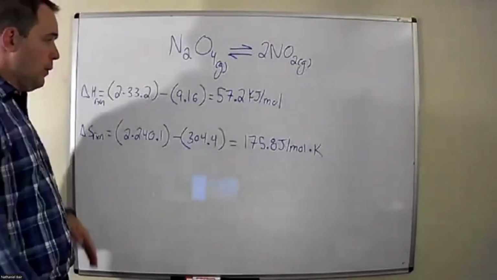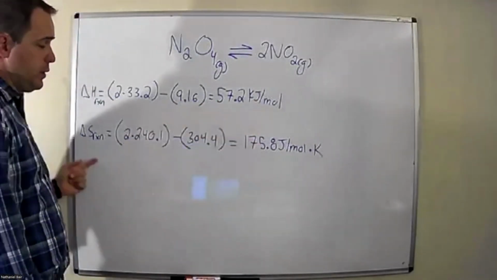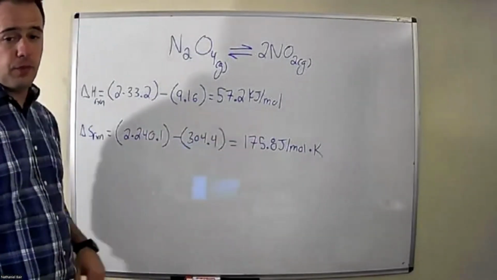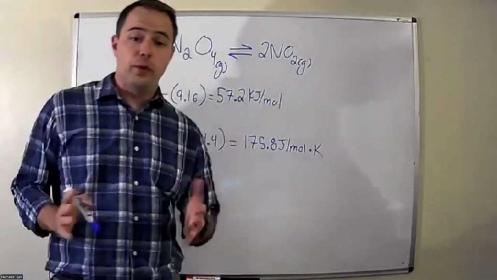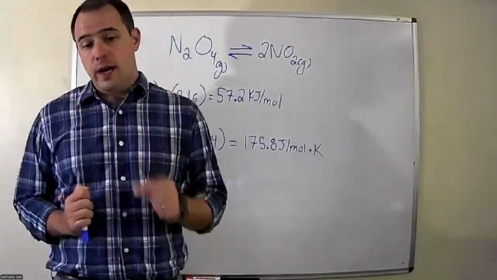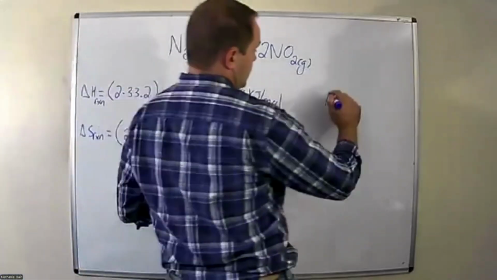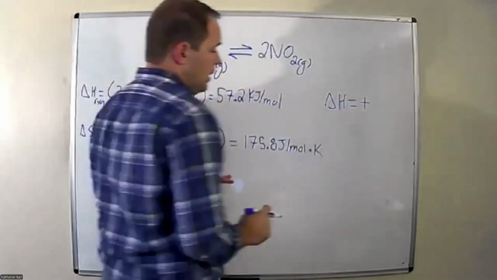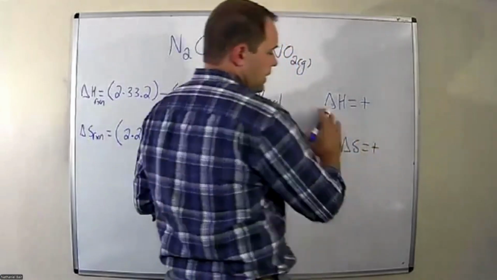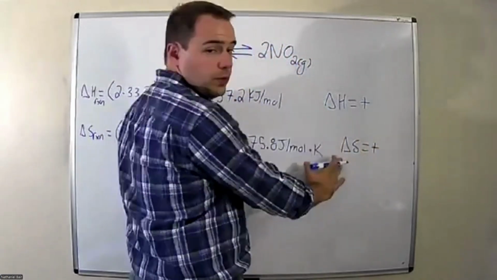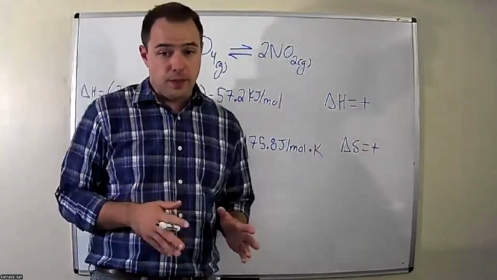Hopefully, here's what you got. Hopefully, you got the change in enthalpy, 57.2 kilojoules per mole, and hopefully you got the change in entropy as positive 175.8. We're going to calculate delta G here in a moment. This is where I want to hopefully tie together that whole 4 different scenarios thing. What kind of reaction do we have here? Well, we have a reaction with a positive delta H, and we have a reaction with a positive delta S. This is an endothermic reaction with an increase in entropy. And I want to talk about the conditions under which it could be spontaneous.